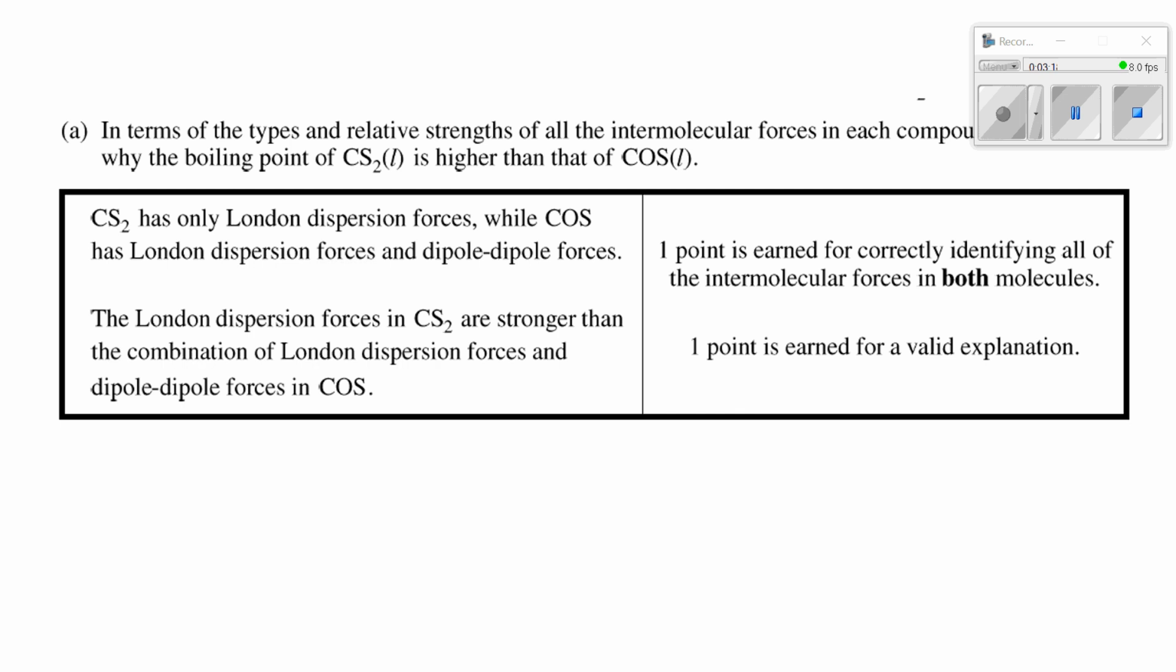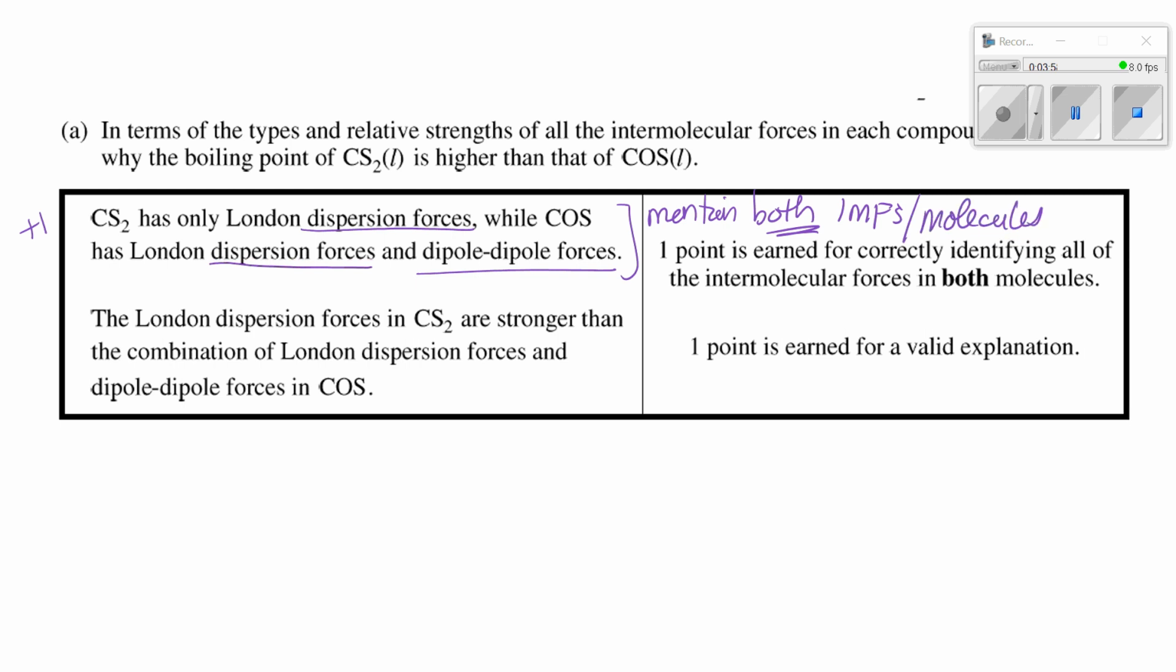So you get 1 point for identifying the intermolecular forces in both molecules. And they're saying CS2 has dispersion, COS has both dispersion and dipole-dipole. It looks like they're looking for all of these things. I'm not quite sure if you left out the second dispersion, if they gave you the point or not. But if all you said was that COS has dipole-dipole, and that's all you said, then that definitely would not earn the point. It's really important in these comparison problems that you need to mention both molecules. Okay. So mention both IMFs, both molecules.